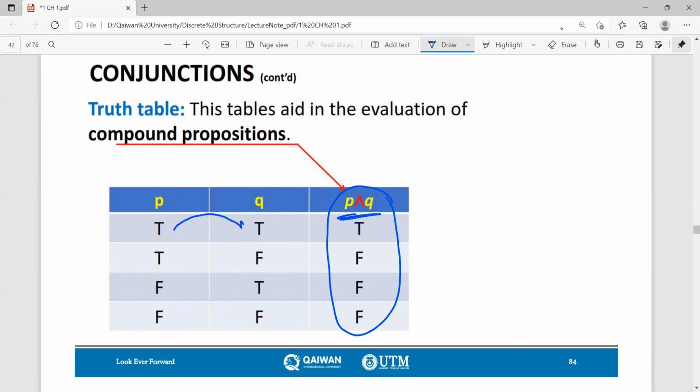True and true is true. True and false, as we talked about, is false, because at least one of them is false. False and true is still false. False and false, of course, is false. So in this truth table that we made for conjunctions, we have only one case which is true: if both statements are true, the result is true.